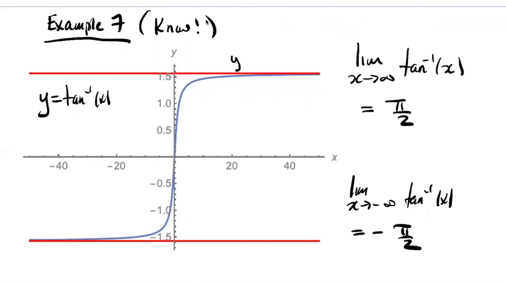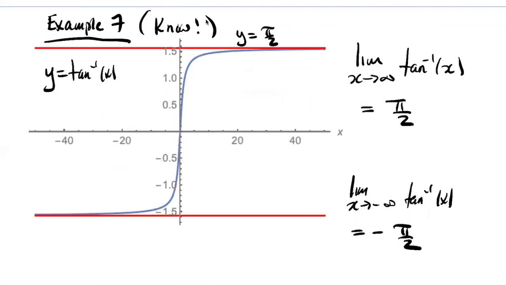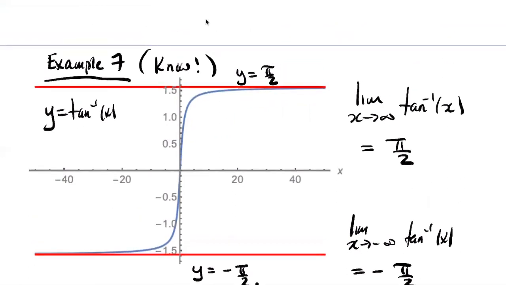This red line up here has value y equals π/2. It's a little bit more than 1.5. The horizontal line down in the bottom here has equation y equals -π/2. So that's just kind of a fact that I want you to know about the inverse tangent function. It's a handy fact.